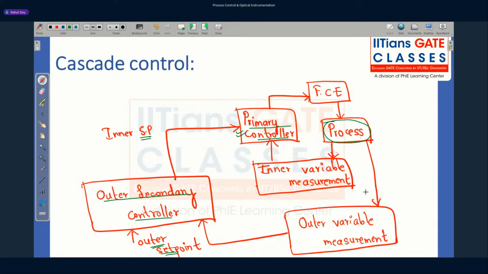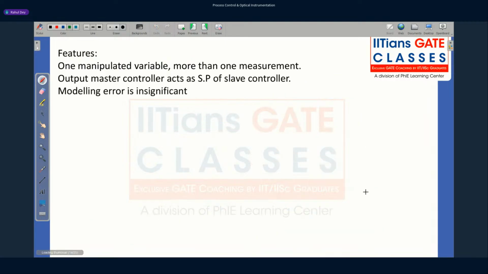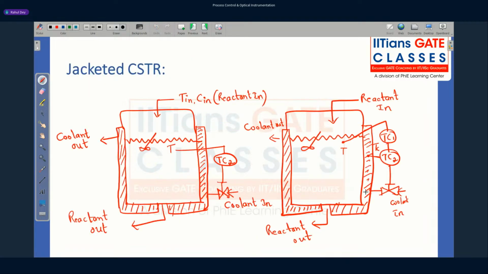So at that time we are going to use what? We are going to use cascade control. So a very small example is over here. You can see, it is a very small example. Let us try to solve it. You will understand the whole thing.